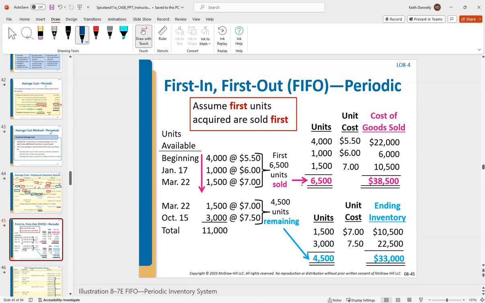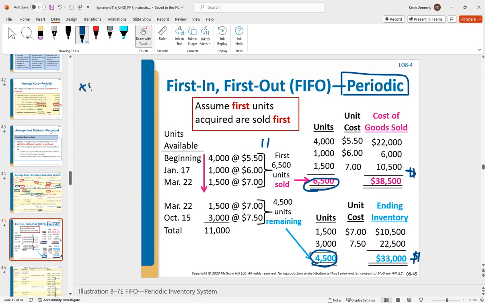And again, what's going on here? We have our units, 6,500 that we sold, 4,500 that we kept. We got to put that in dollars, 38.5 and 33,000. This is going to be under the FIFO method. So here we're looking at FIFO periodic. And in this way, essentially what you do is we have 11,000 units. So say that we had 3, 4, 5, 6. I'm just going to put 6 there.